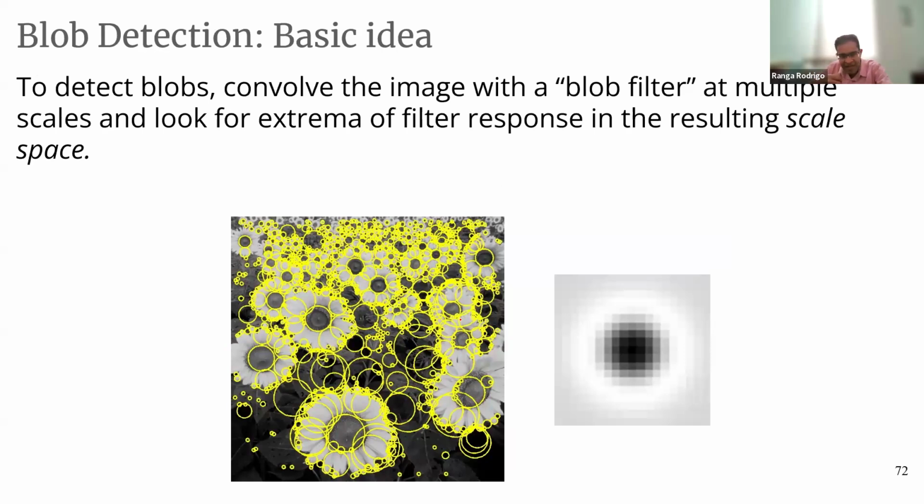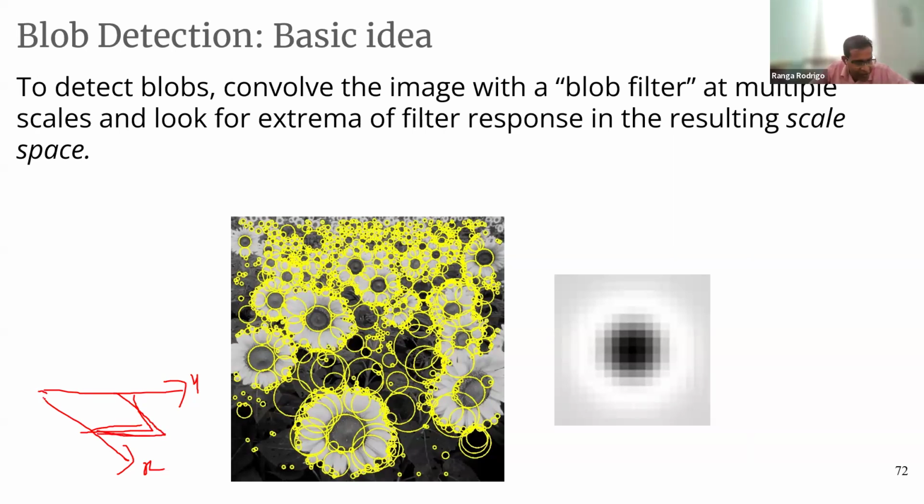All right. So this is the kind of filter that we use to detect blobs. Convolve the image with the blob filter at multiple scales and look for extrema of the filter in the resulting scale space. Now we have been looking for maxima in the x and y directions. Let's call this the x direction, this the y direction, and this is sort of my image. So we have been looking for maxima in this xy space.